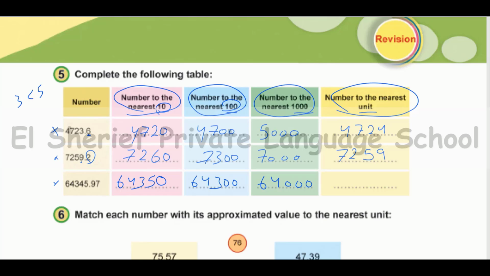The last, we have 9 in the tenths place, so we increase the unit place by 1. 5 becomes 6. Then complete the number 4 3 4 6.